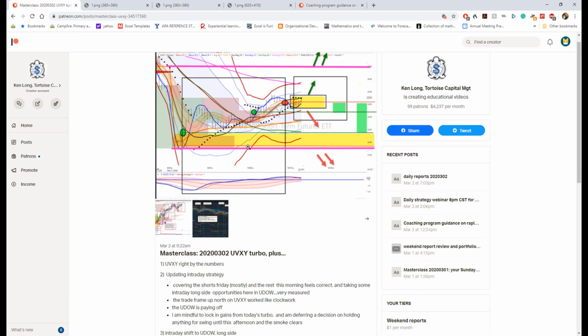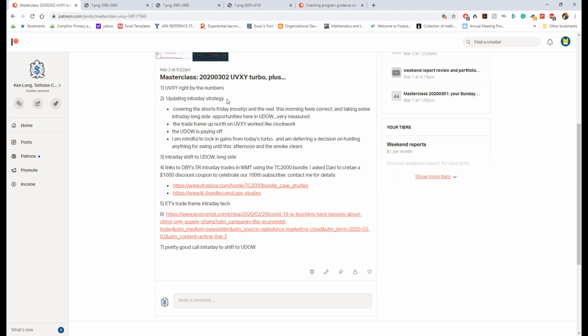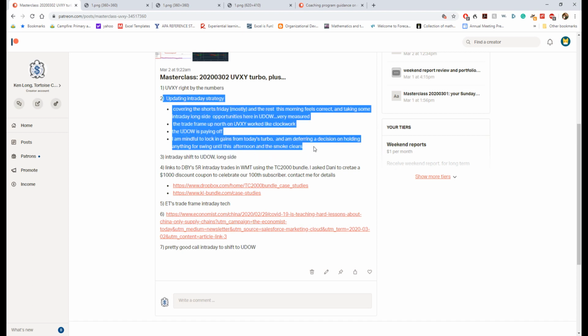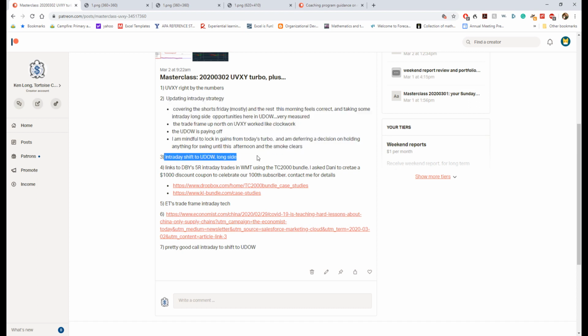Next thing. So this is the notes from the master class. And right from the earliest part of this morning, the first thing was I was showing the UVXY trades where I ended up adding to that position and then covering the entire position and then switching over to UDOW. And then the intraday transition from being short the market to being long the market, and then making an intraday shift to UDOW, the triple leverage Dow long, right around 9:30, and that's a 13% move intraday. So we're going to work through that.